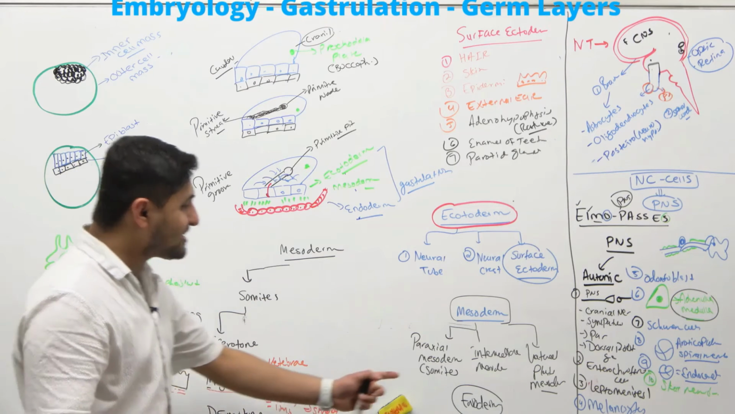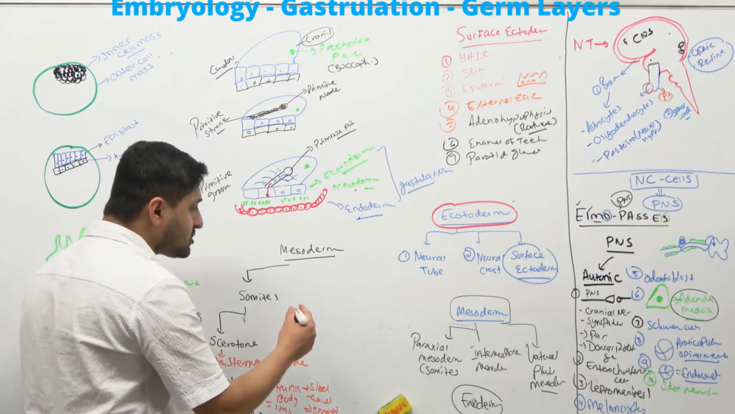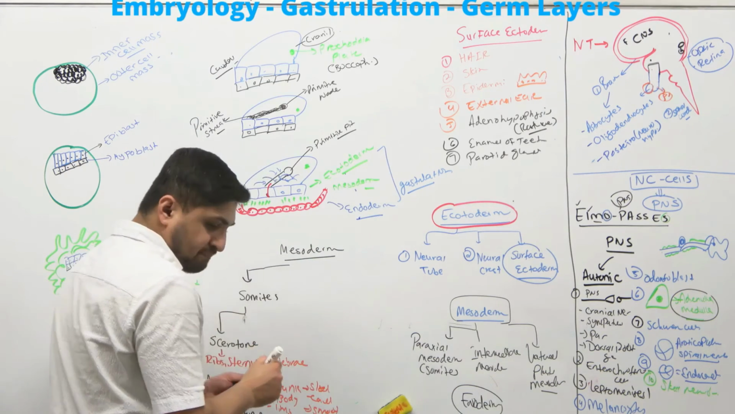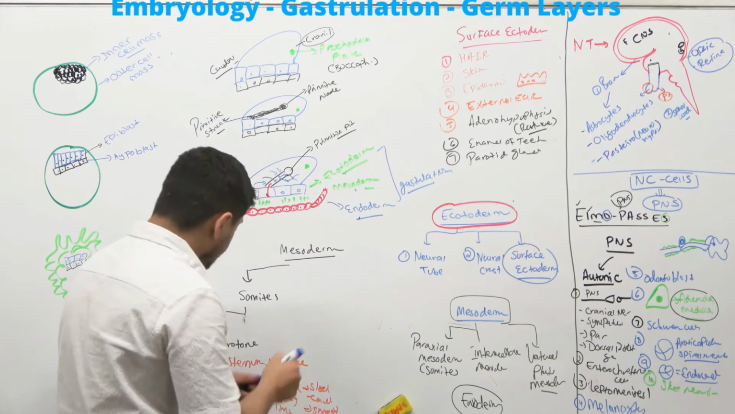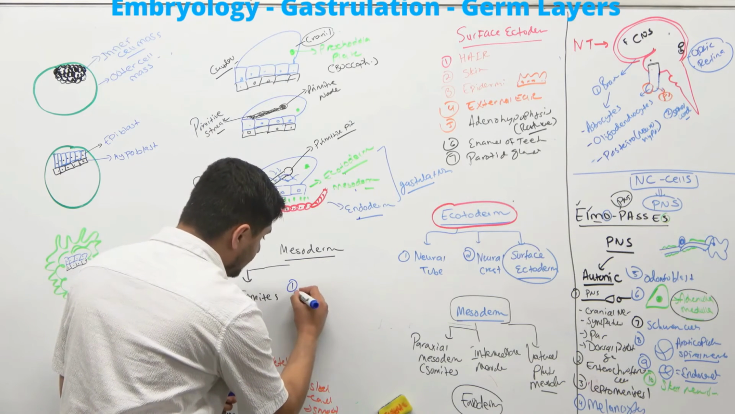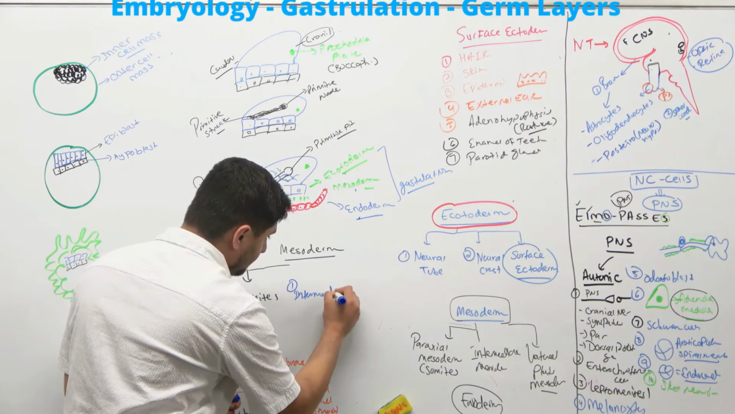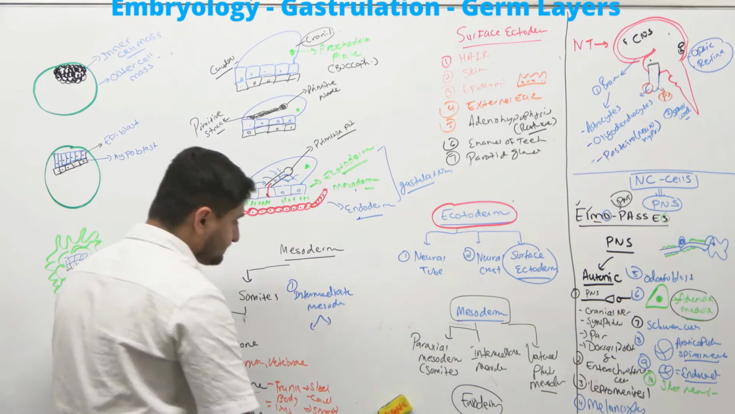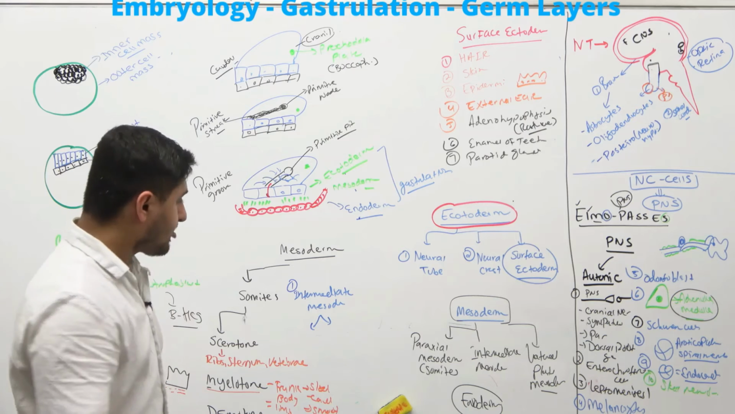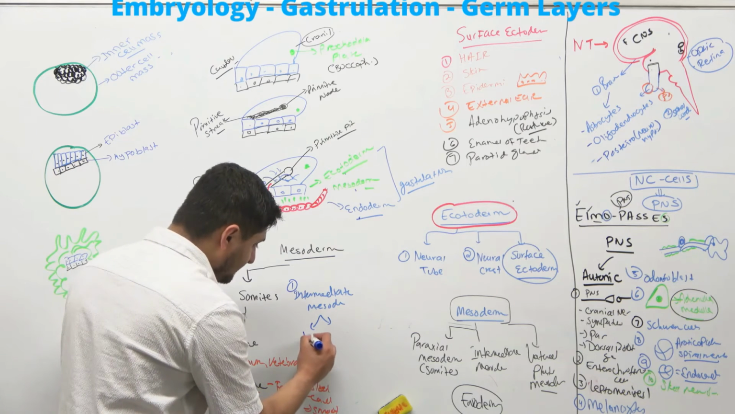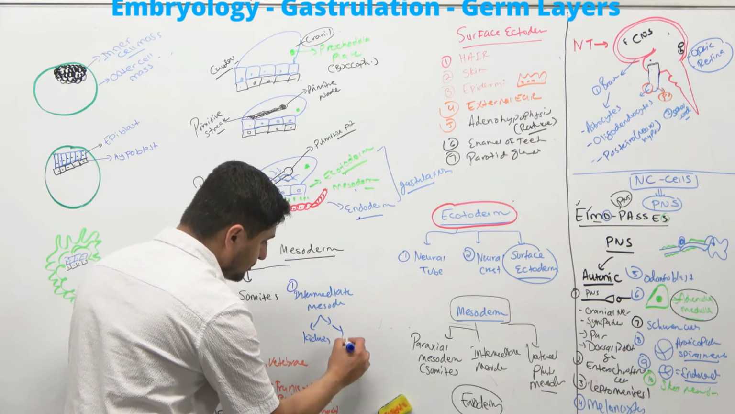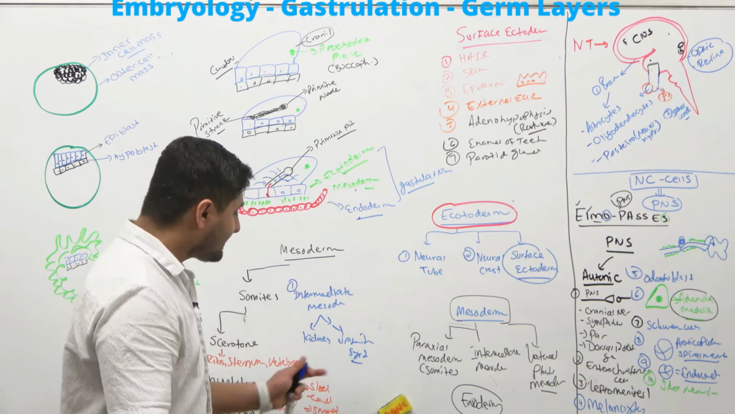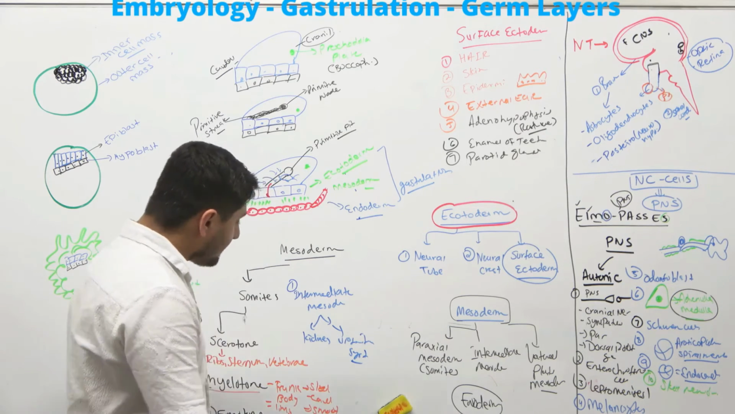Now you also have the intermediate mesoderm. Intermediate mesoderm is very important for giving rise to what? Let's write it down here: intermediate mesoderm. These are very important for making your kidney, the urogenital system. Kidneys, that's what it's going to give rise to.